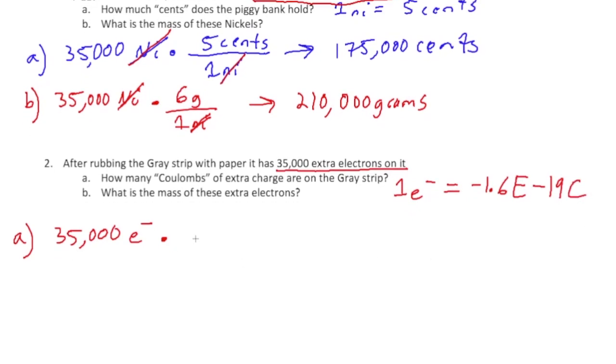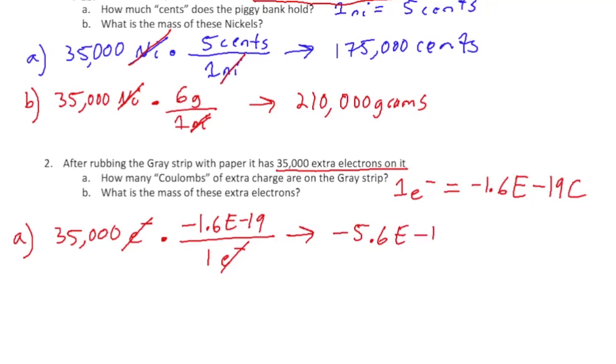Now, when I set up my ratio, I have electrons on the top here. That means I need electrons on the bottom here, which means on top, I need the coulombs of charge. Negative 1.6 e to the negative 19. Electrons cancels out with electrons. I just multiply through. I figure out that 35,000 electrons has a charge of negative 5.6 e to the negative 15th coulombs.